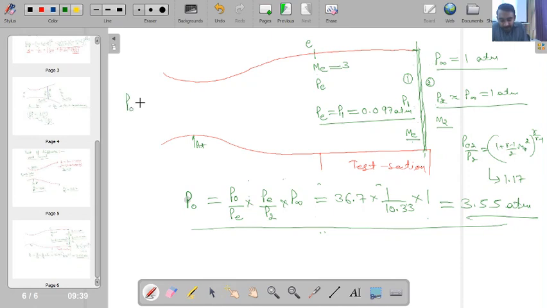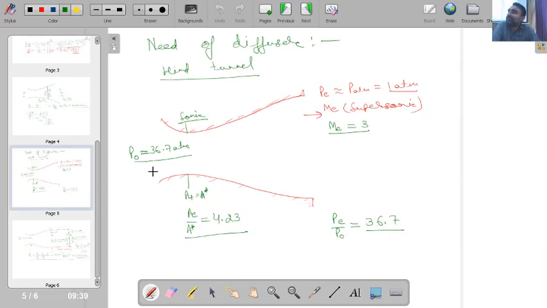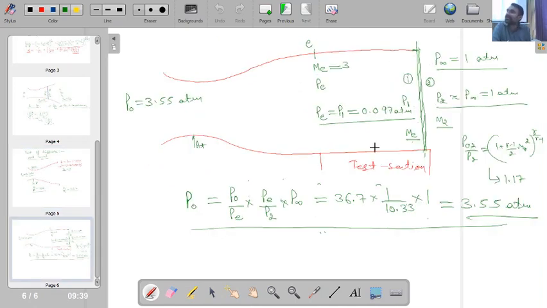So over here, my PO now is, compared with the previous case. Previously, how much pressure was needed? If you just exit a nozzle directly into the ambient condition, you need a pressure of 36.7 atmospheric. But if you use a constant cross section and then do the exit, you require a pressure of 3.55 atmosphere. There is a huge drop in the pressure, and this will lead to a significant drop in our energy requirement to maintain the supersonic flow situation.